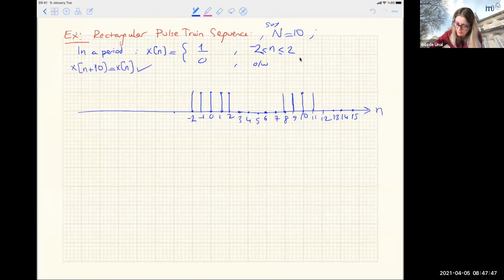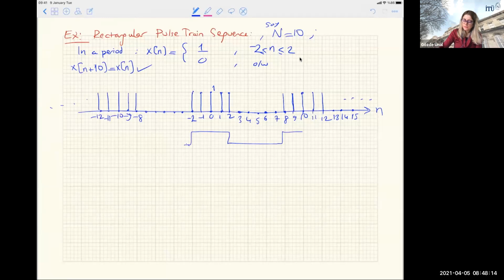So then I should go plus minus 2 around it. These are all ones, and the same here, guys. -8, -9, -10, -11, -12. And it repeats itself. This is a rectangular pulse train sequence. So it's really the equivalent, remember, of a pulse sequence like this in continuous time. This is the discrete version, not the continuous time version, which would be this guy, of course.